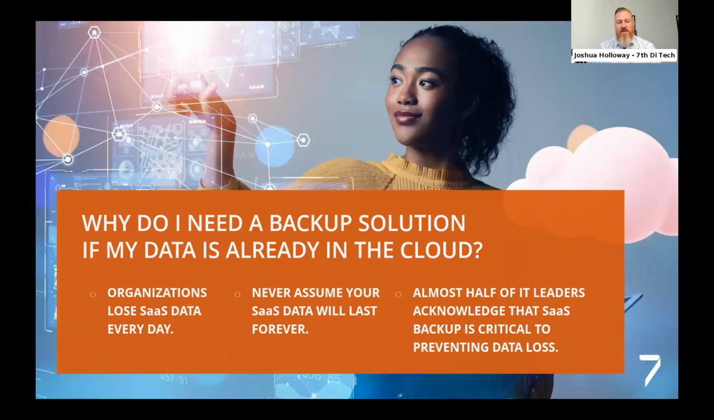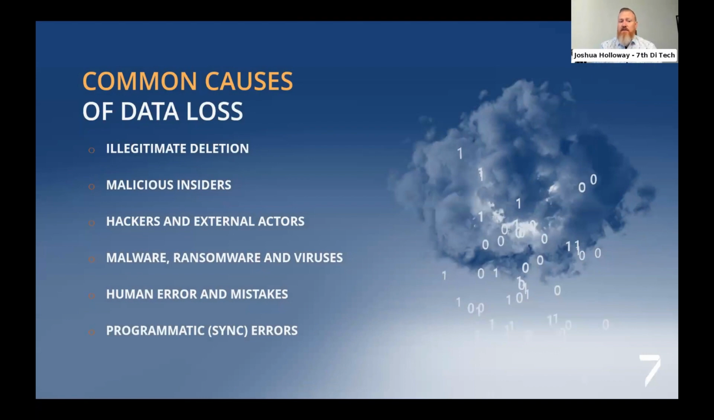Some of the really big players like Microsoft and Google have a lot of fine print that says your data is your data, and that's on you to back up. So when we go looking at common causes, there's illegitimate deletion, and I've got stories. Malicious insiders, which has more stories. Hackers and external actors, malware, human error and mistakes. We all have that moment where we accidentally delete something and can't recover it. Or programmatic sync errors, which could be some kind of issue syncing between your internal and your external cloud.